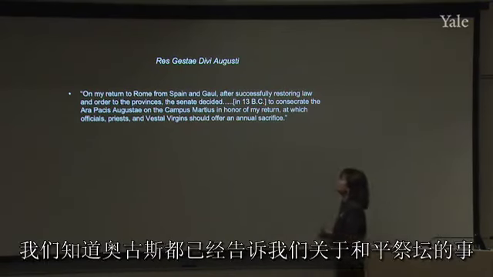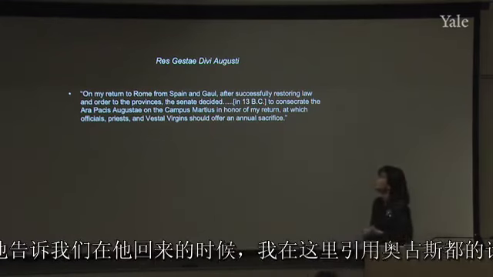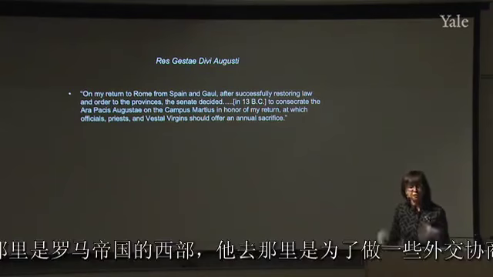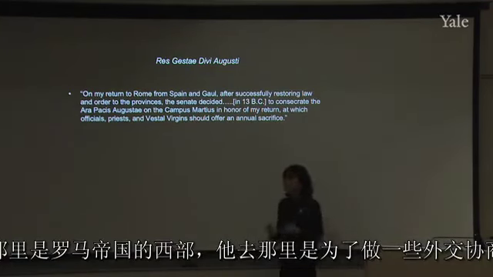We know about it. Augustus tells us about the altar of Augustan peace himself in his Res Gestae. He tells us on his return, and I'm quoting Augustus here from the RG, on his return to Rome from Spain and Gaul, he had gone to Spain and Gaul, which were the western part of the empire, in order to make some diplomatic treaties.